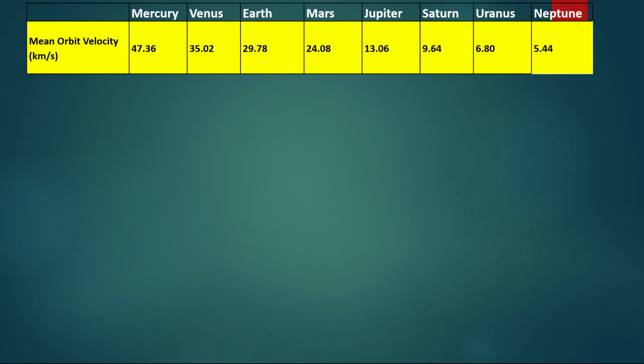Now we will come to know the mean orbit velocity. Like this is our orbit, this is the sun and this is Earth. So how fast is Earth moving around this orbit? You will come to know this is around 30 kilometers per second, 29.7. This means Earth is revolving around the sun at 30 kilometers per second. This is very surprising because we don't feel that we are moving at such a speed. So our complete Earth is moving around the sun at 30 kilometers per second. You will also find Mercury and Venus are revolving around the sun with more speed.